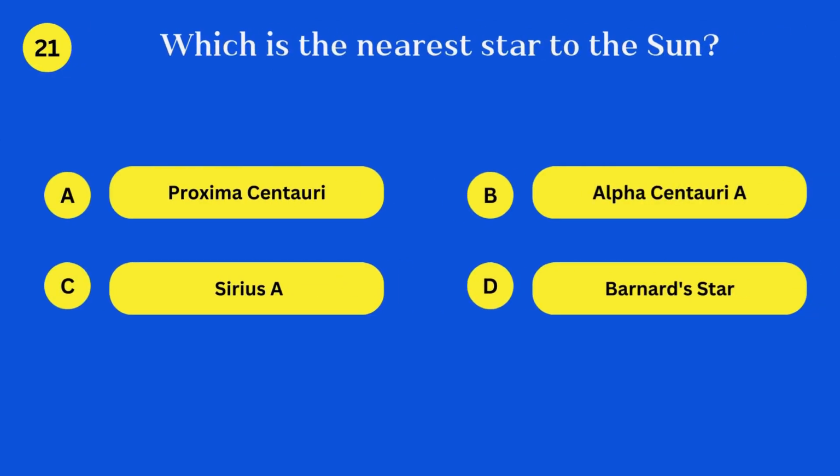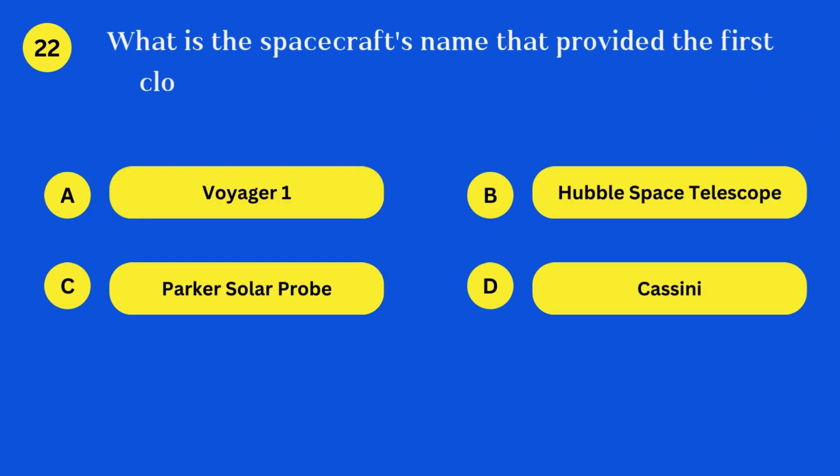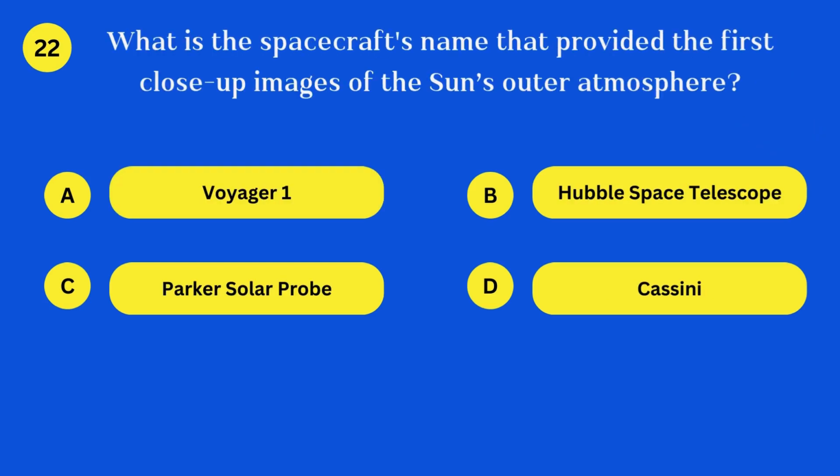A. Proxima Centauri. B. Alpha Centauri A. C. Sirius A. D. Barnard star. Answer is A. Proxima Centauri. What is the spacecraft's name that provided the first close-up images of the sun's outer atmosphere? A. Voyager 1. B. Hubble Space Telescope. C. Parker Solar Probe. D.